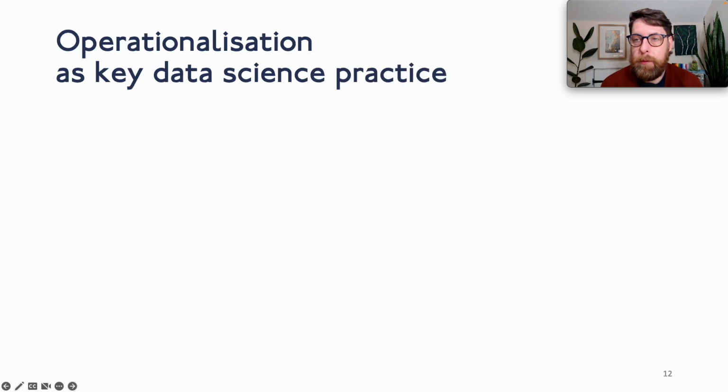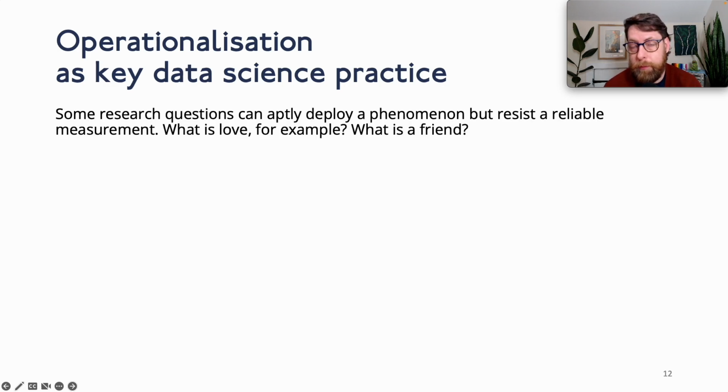Okay, so one of our last topics here is operationalization, and it's a really important topic. I've mentioned it already: operationalization is how we translate phenomena into measurements, so of course it's worth mentioning here in respect to research questions. Research questions can sometimes deploy a phenomenon but resist a reliable measurement. Now, I say deploy a phenomenon, and why do I say that?